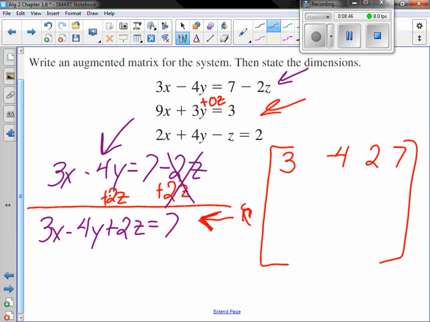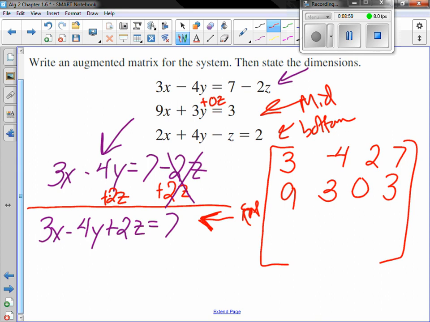Let's do this one. So this was top. Let's call this middle. So we have what? 9, 3. Bottom: 2, 4, negative 1, 2. Really easy stuff so far? Yes? What are the dimensions of this? 3 by 4. We went down 3 over 4.